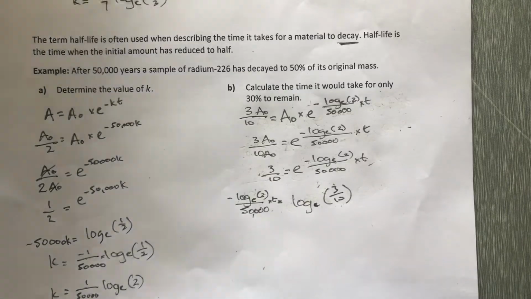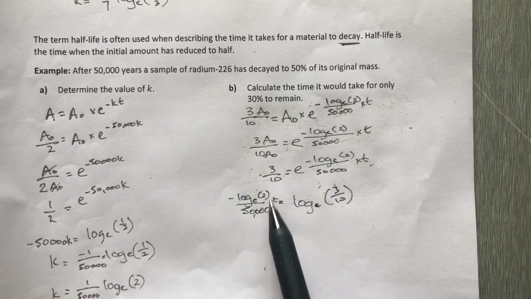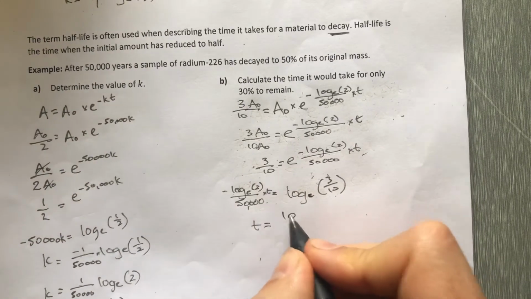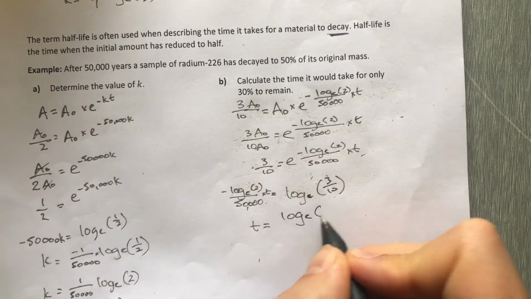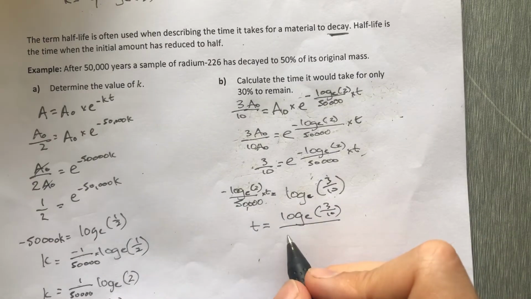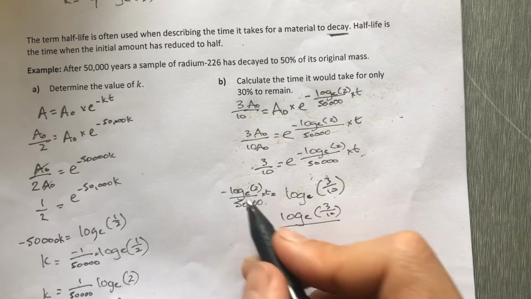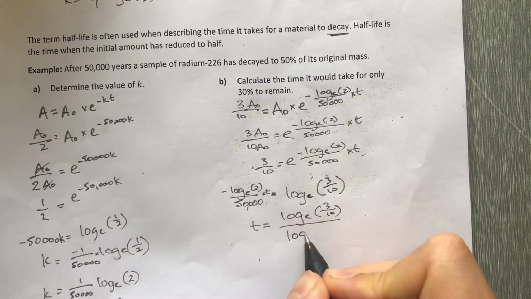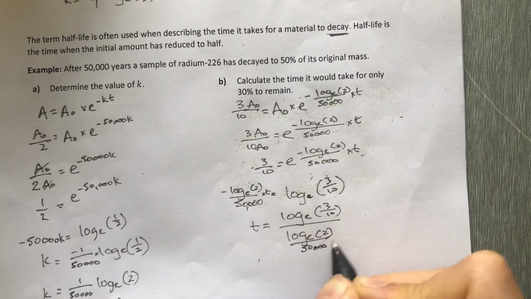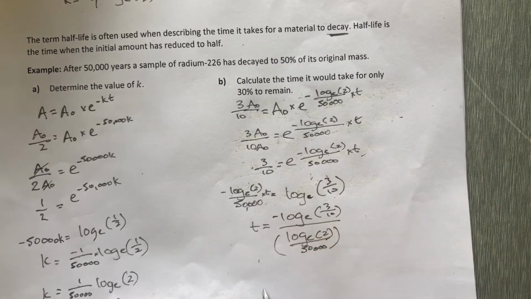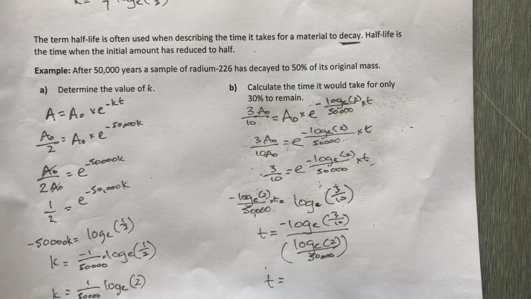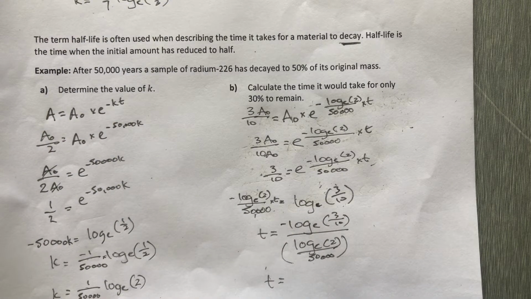Times t. Alright, so to get t by itself, we could just divide this whole thing here. I'm just going to leave the negative up the top. And I'll just put this into the calculator. So if you chuck that into your CAS, you should get this.